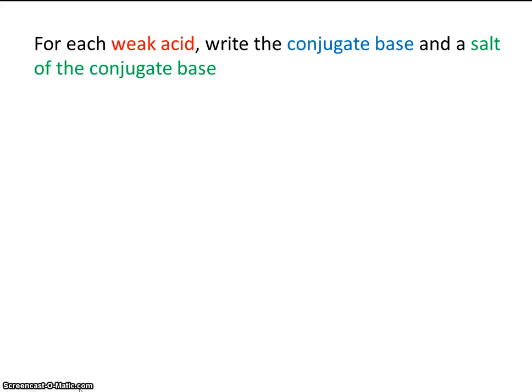In this video, we'll continue practicing with buffers. For each weak acid, write the conjugate base and a salt of the conjugate base. So here's the weak acid, sulfurous acid. Because it's a weak acid, it will lose or donate a proton, leaving us with this, HSO3 minus. This is the conjugate base.